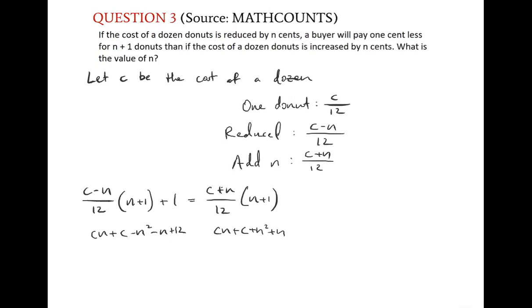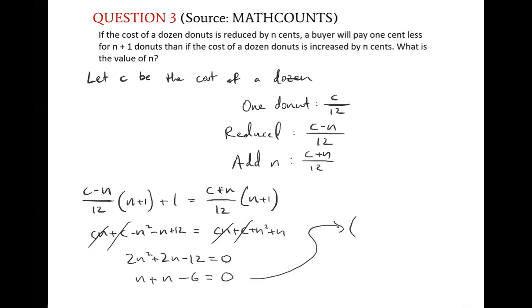Okay. And now you can get rid of this, and you're left with the n's. So now we can make a quadratic formula out of all of these n's. You'll get 2n plus 2n squared plus 2n minus 12 is equal to 0. You can simplify this by dividing the whole thing by 2 to get this. And then you can just solve for n.